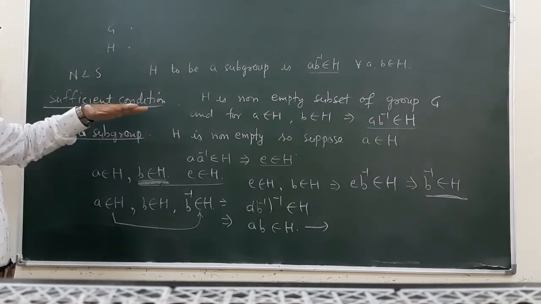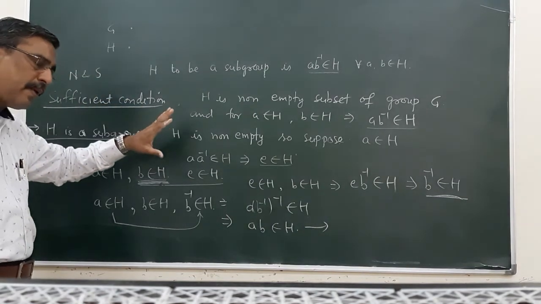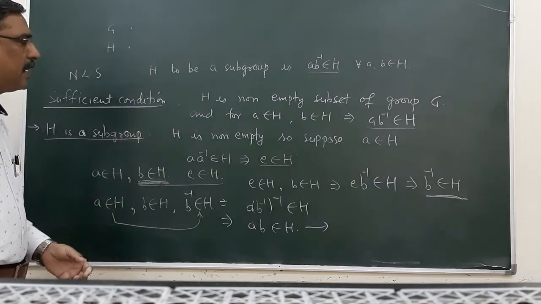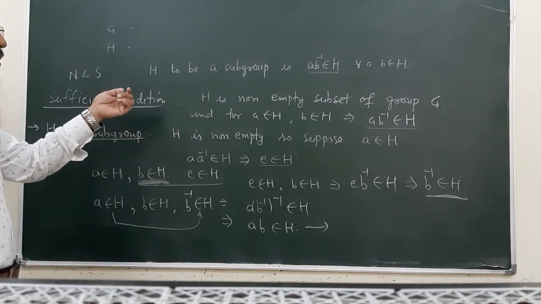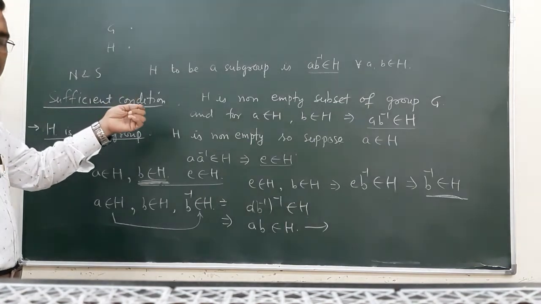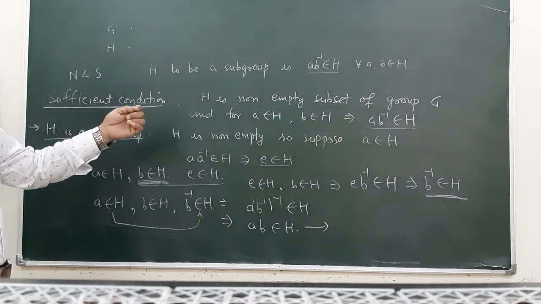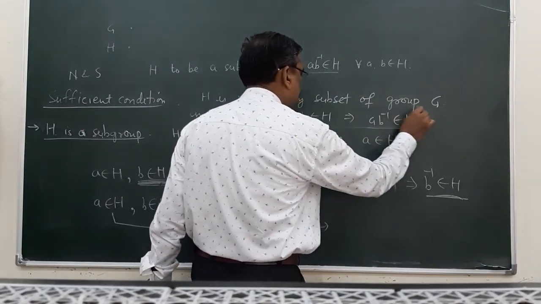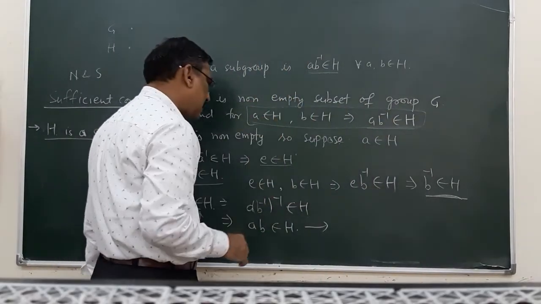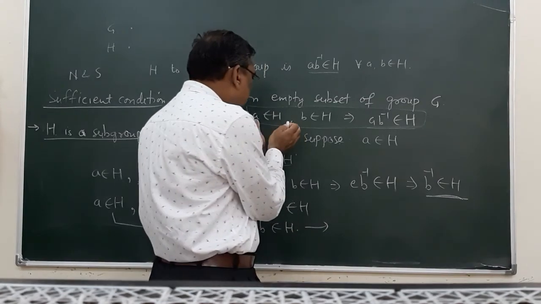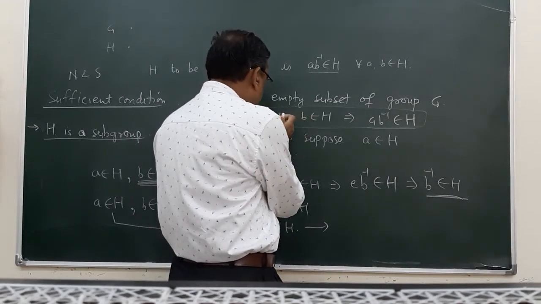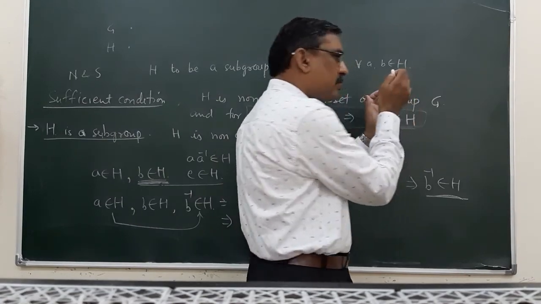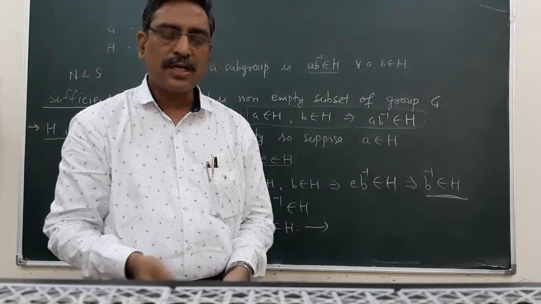This is for finite or infinite, any type of group subset. We can prove whether the given subset is a subgroup or not. For our later exercises, we simply need to prove that if a belongs to H, b belongs to H, implies a b inverse belongs to H, then H will be a subgroup.